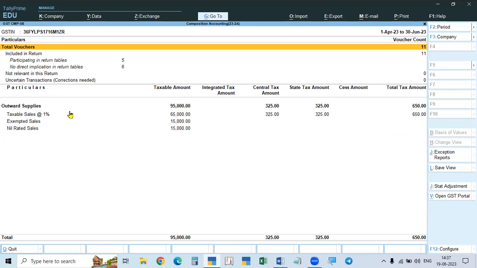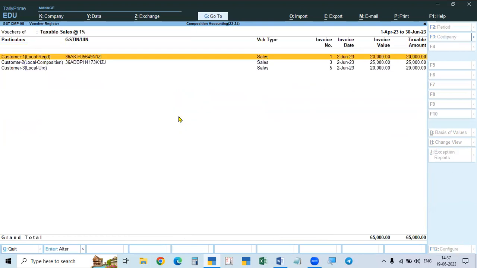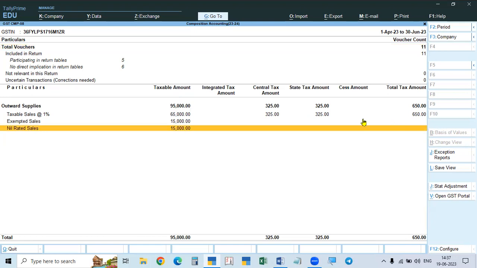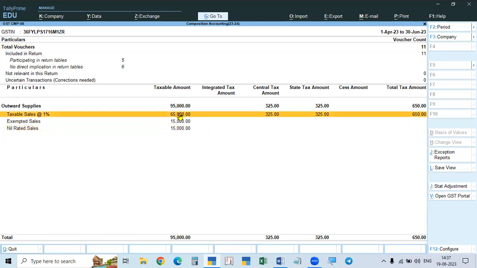But for only taxable goods, there is the value of the goods and tax. So for 65,000, if you press this, all the details will be available. And the tax is 1% of 65,000. 1% means 650. So 650 is the tax.